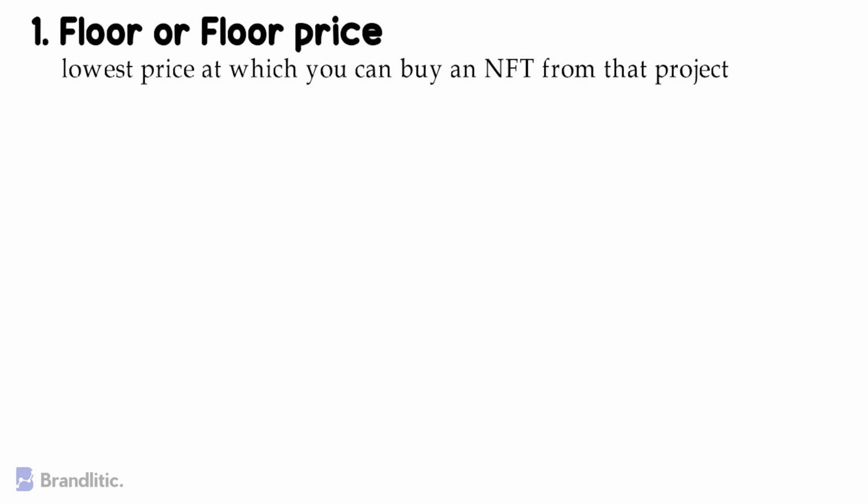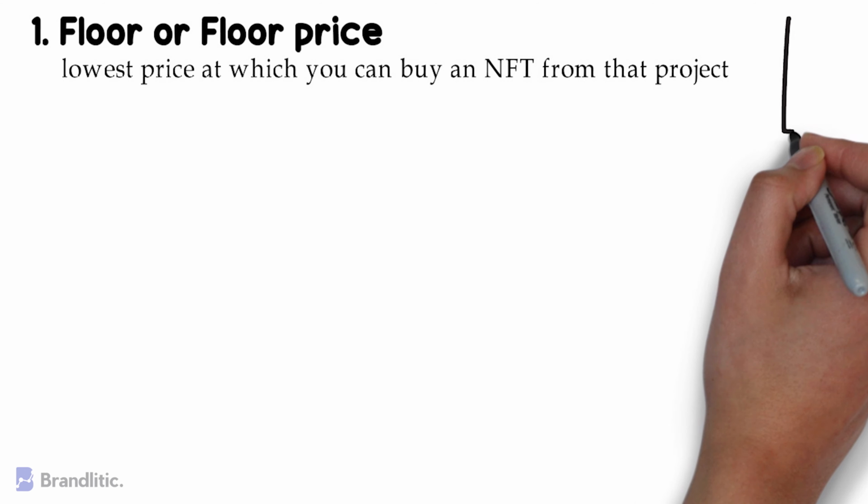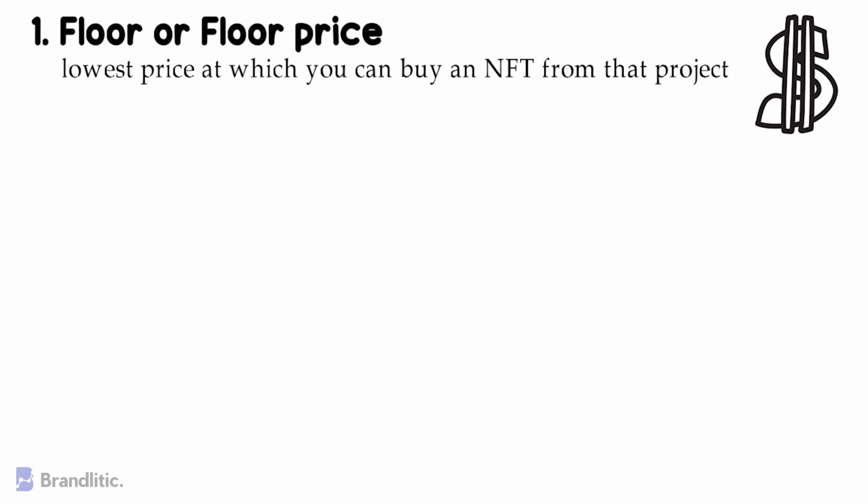Number 1. Floor or floor price. It can be defined as simply the lowest price at which you can buy an NFT from that project on the secondary market. It is the most popular metric for tracking a project's performance over time and its relative success compared to others.